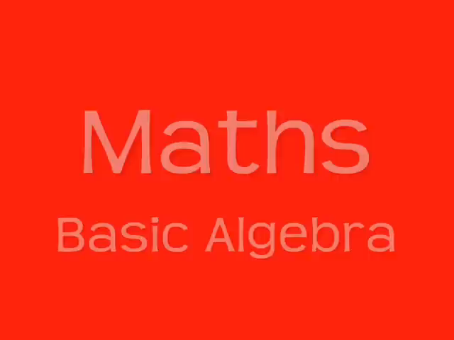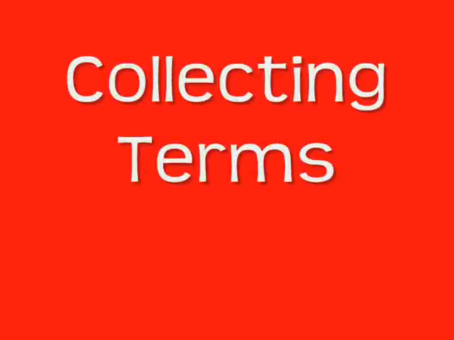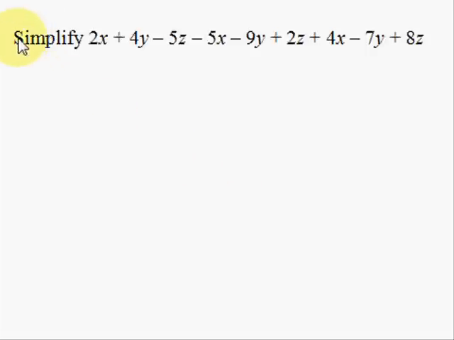So today we're going to look at basic algebra, in particular collecting terms and removing brackets. Simplify 2x plus 4y minus 5z minus 5x minus 9y plus 2z plus 4x minus 7y plus 8z. We're now going to collect the like terms.